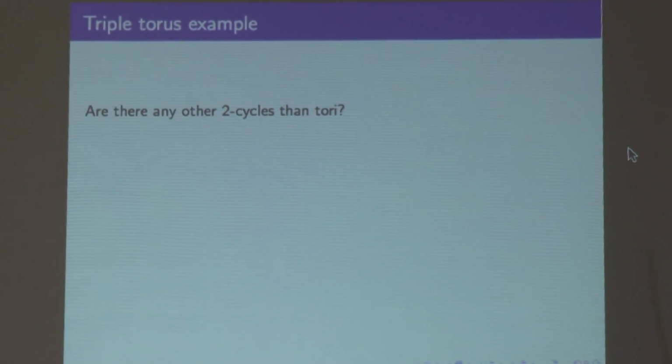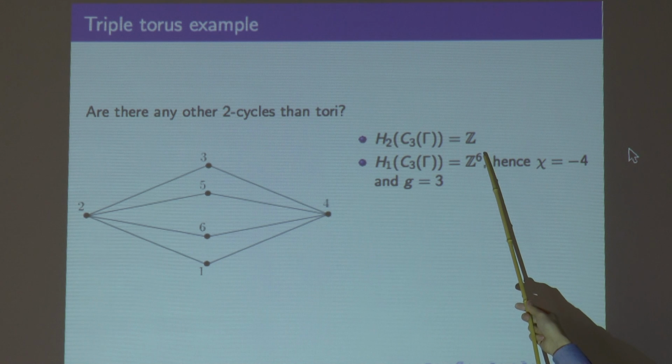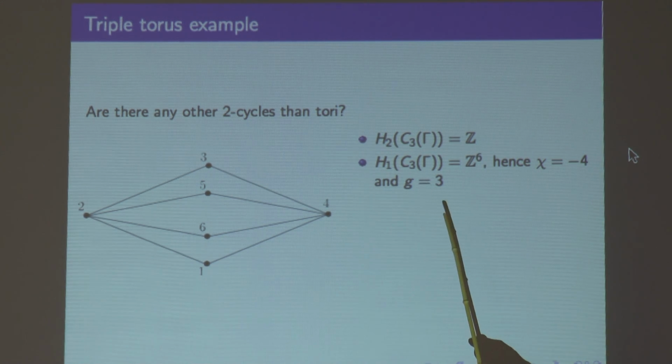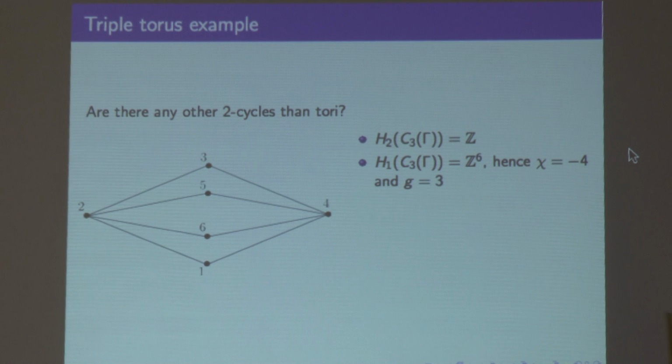So the biggest difficulty is, are there any other 2-cycles than those tori that we had, like multiplications of cycles? And the answer is yes. An example would be such a graph, and the second homology is Z. The first homology is Z6, so we see that the genus is 3 for the 3 particle configuration space on such a graph. So the question is, if we have only tori. The answer is no, we don't have only tori.